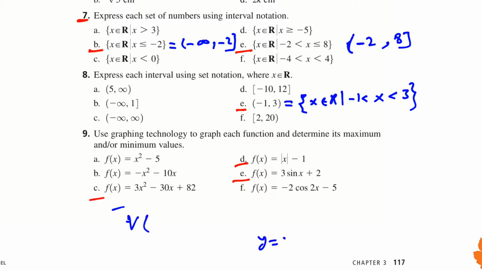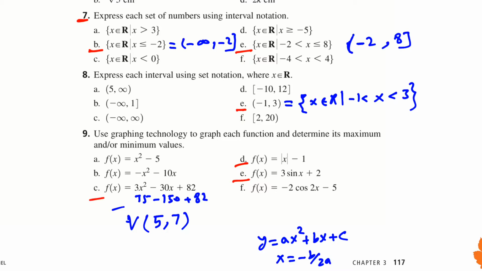For y equals ax2 plus bx plus c, the x value of the vertex is negative b over 2a. In this case, negative b over 2a is negative negative 30, which is positive 30, divided by 6, it is 5. If we plug in 5 into the equation, we have 75 minus 150 plus 82. 75 minus 150 is negative 75, plus 82 is 7. Therefore, the minimum is at 5 and 7.